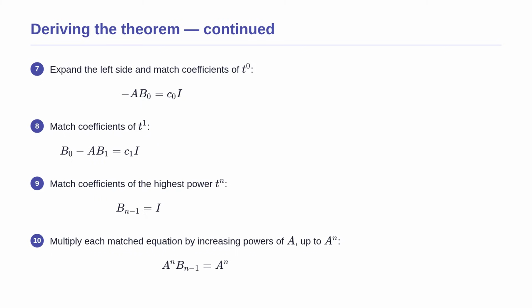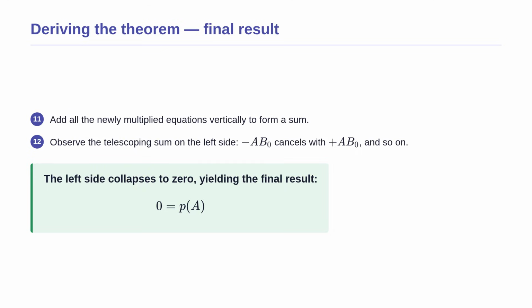Now comes the brilliant mathematical intuition behind this proof. Because we ultimately want to evaluate the polynomial at A, we need to create powers of the matrix A. We do this by multiplying each of these matched equations by increasing powers of A, starting from the identity matrix up to A to the power of n. Finally, we take all these newly multiplied equations and add them vertically together to see the final result.